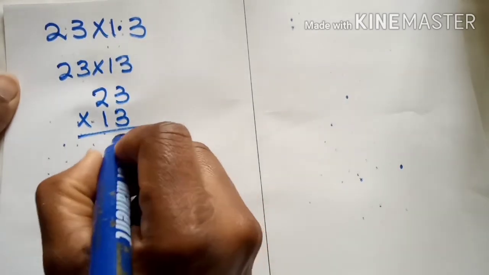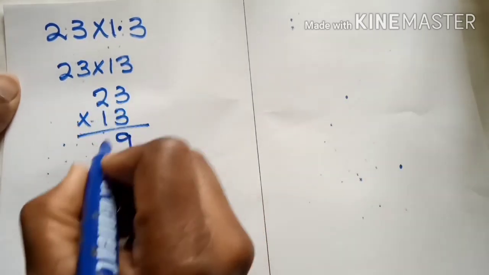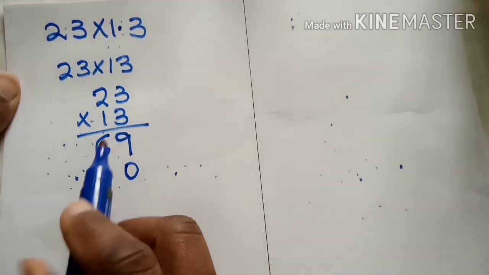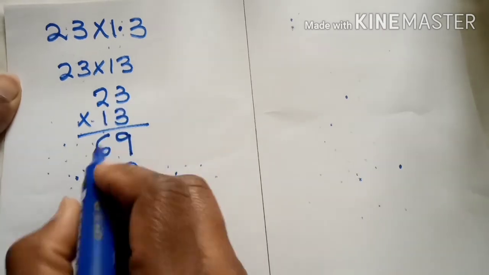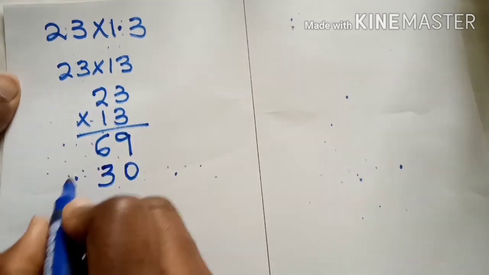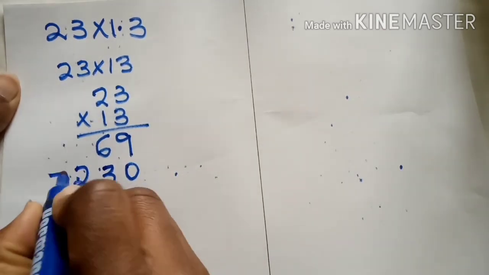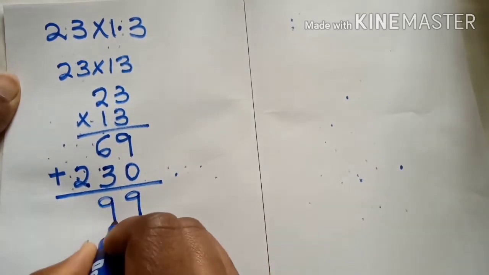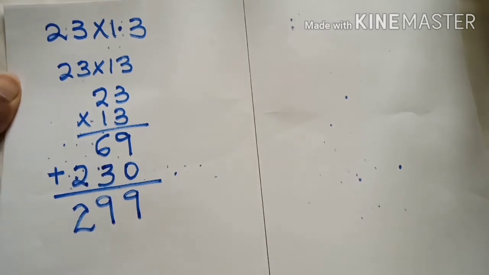3 times 3 is 9. 3 times 2 is 6. Put a 0 there to multiply now with the tens. 1 times 3 is 3 and 1 times 2 is 2. Add this and you get 9, 9 and 2.